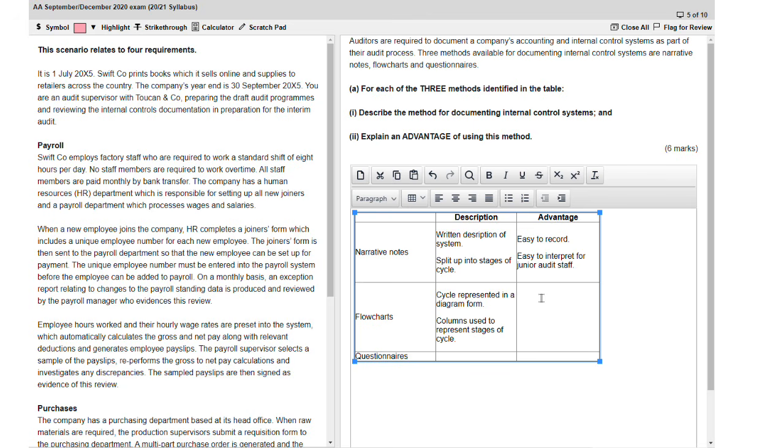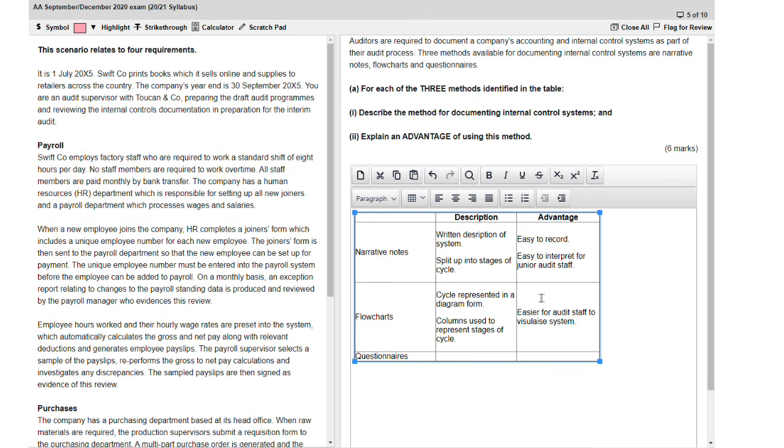We want an advantage, don't we? Well, the advantage is they can see the system visually. So again, it is easier for audit staff to visualize the system. I nearly did what we all do, don't we? And that's answer a different question than the one we were asked. Silly boy. There we are. Easier for the audit staff to visualize the system.